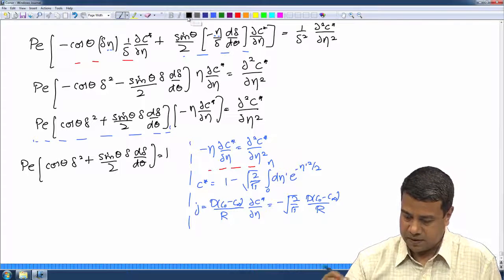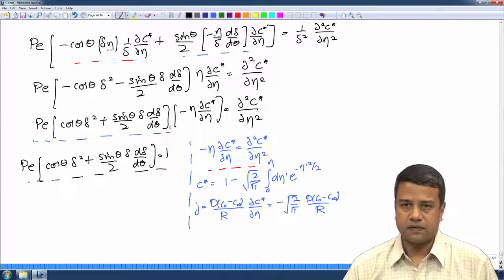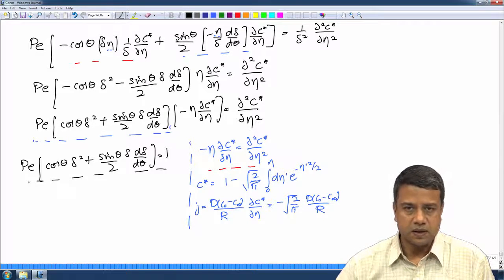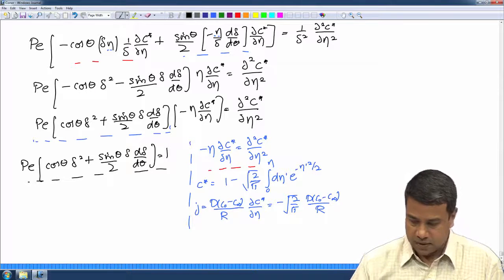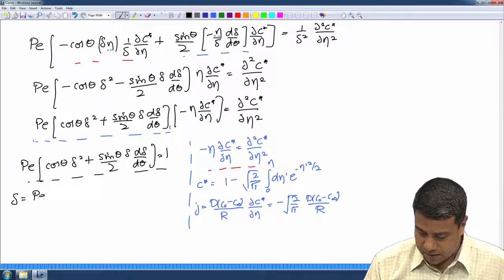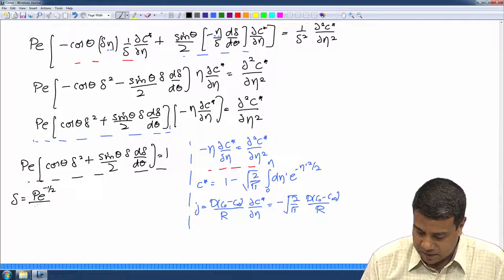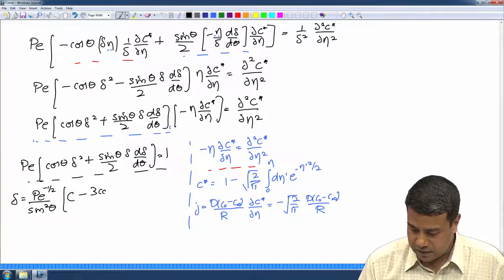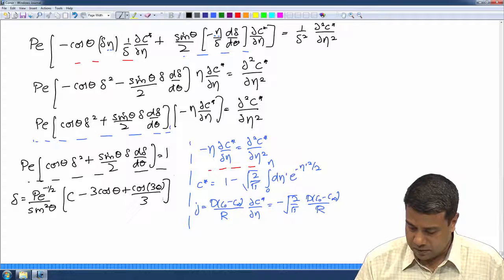What is different is the equation for the boundary layer thickness. You have to solve it exactly the same way that we had done it earlier for the case of a spherical particle. I won't go through the details. You have to separate it out into a homogeneous part and a particular solution. That particular solution you have to get by using an integrating factor. And if you do all of that, what you will ultimately get is that this delta is equal to Peclet number to the minus half, not surprising because Peclet number times delta square is 1. So, it has to go as Peclet number to the minus half divided by sin square theta into c minus 3 cos theta plus cos of 3 theta by 3 whole to the half power.